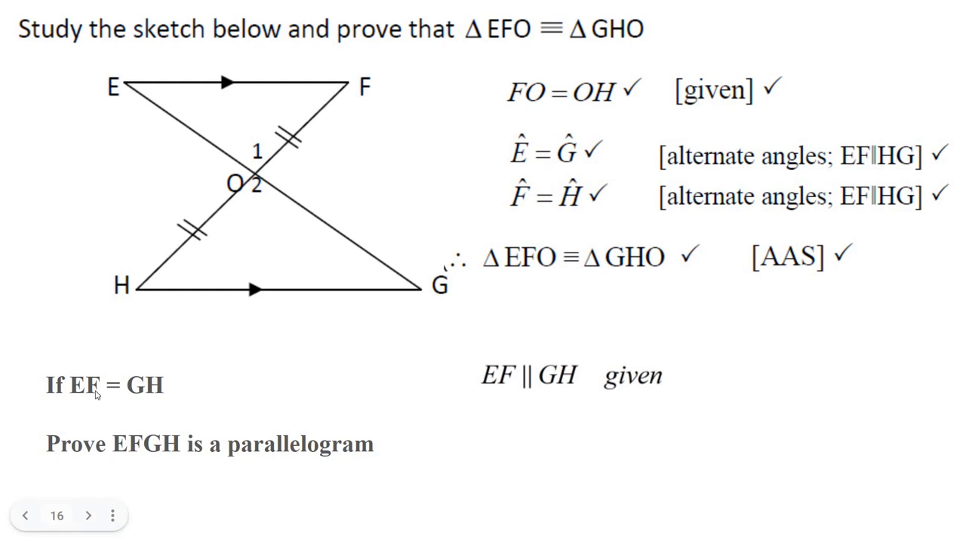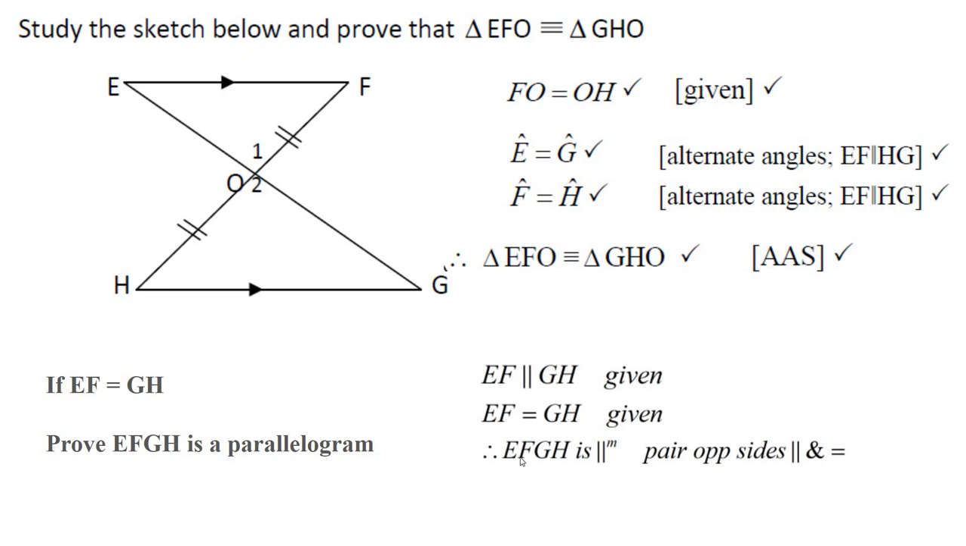And then the next question. If EF is equal to GH, prove that EFGH is a parallelogram. Well, it's given that EF is parallel to GH, and we know that EF is equal to GH. Well, then it's got to be a parallelogram, because if you have one pair of sides that are parallel and equal, then it means it must be a parallelogram. That's one of the conditions to prove a parallelogram. It's one of the most useful ones as well.